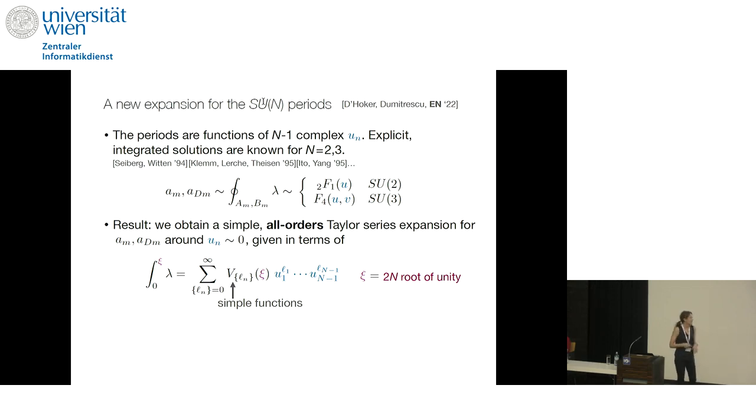And so the result is an expansion whose coefficients can ultimately be reduced to basically monomials of simple functions, gamma functions, trigonometric functions. And so this is very nice. It reduces, of course, to the hypergeometric functions and Appell F4 functions in SU(2) and SU(3), and can be thought of as an N-1 indexed family of generalizations to these functions.